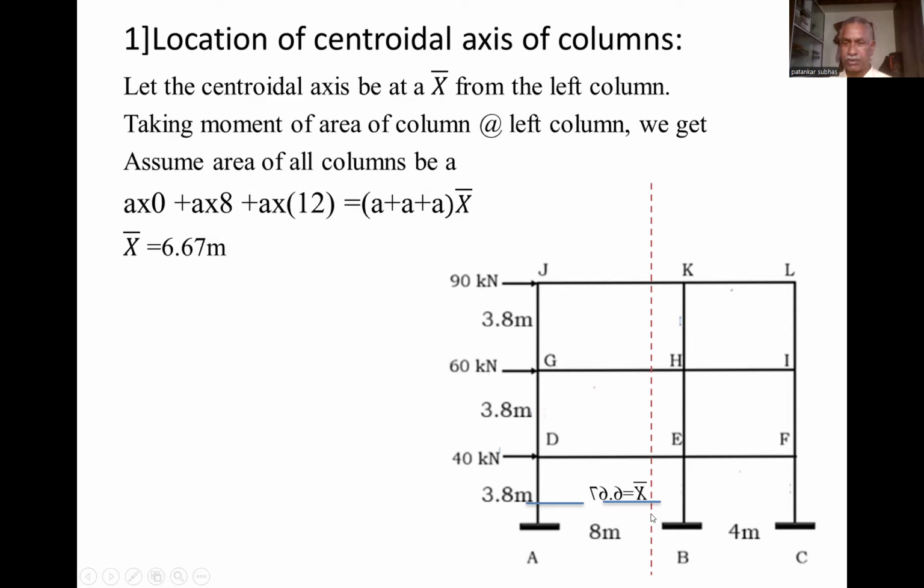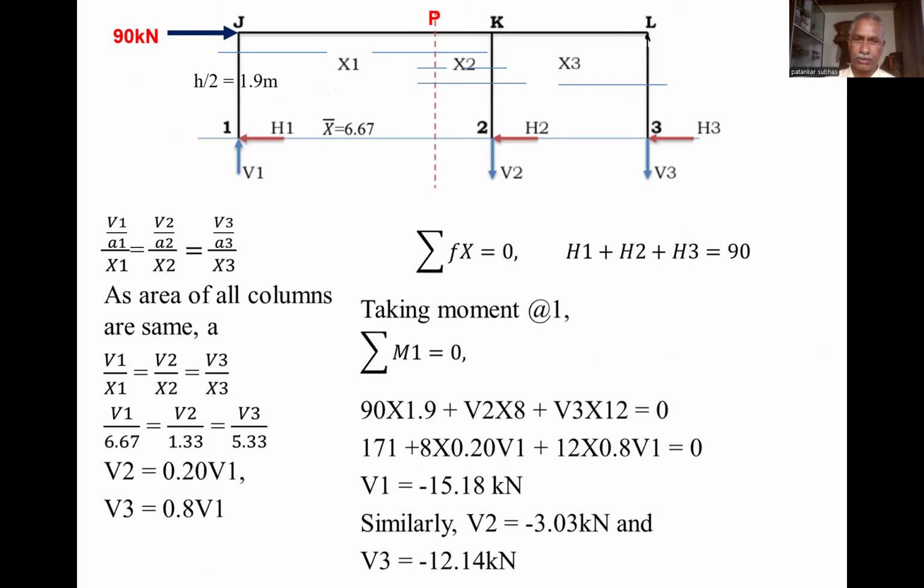So this is the line which indicates the CG of the frame. The left side of this section is in compression and the right side in tension, so the direction of the axial force can change. This is the figure. Here x bar is equal to 6.67, and this is x1, measured from the leftmost column.